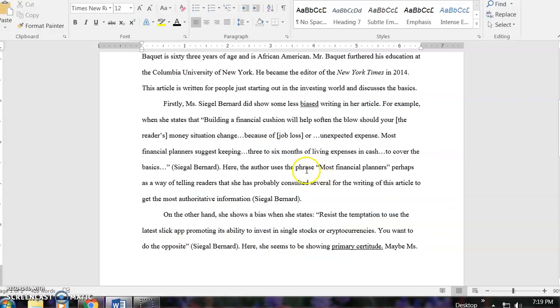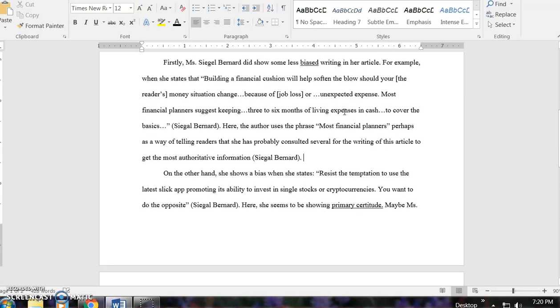Then you notice that the next thing that I ask for is explain how and why you feel this is occurring. Well, right here we have an explanation. Here the author uses the phrase, "most financial planners," perhaps, as a way of telling readers that she has probably consulted several for the writing of this article to get the most authoritative information. Because we directly quoted here, we have to cite here again. But this is the explanation that Veronica had for offering this as an example of less biased writing. You needed to have all three of those things in this paragraph for it to be successful.